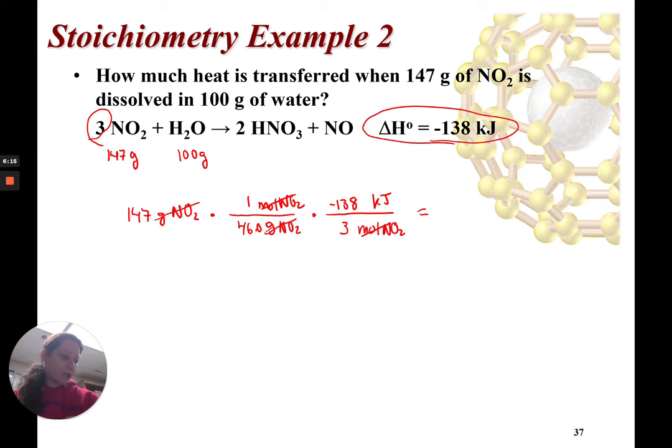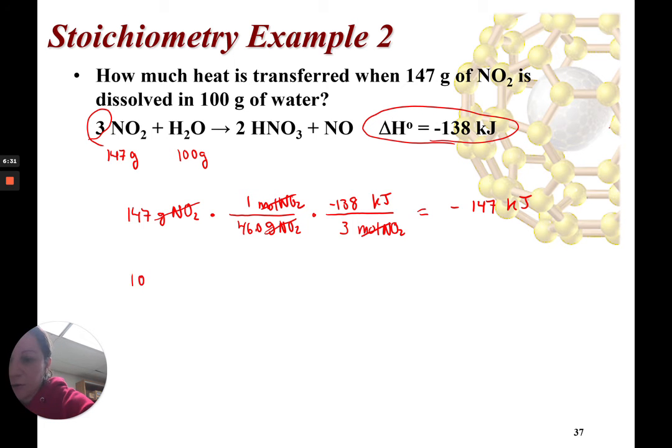And so when I punch that in, I get negative 147 kilojoules. So that means if I were to use up 147 grams of NO2, I would release 147 kilojoules of energy. Now let's do the same thing with the water.